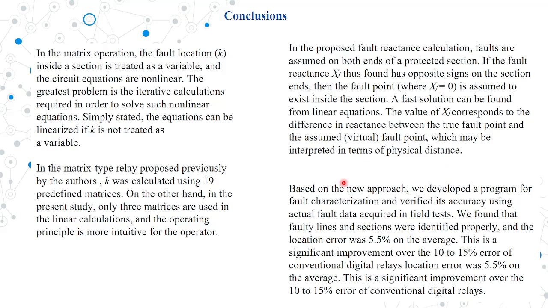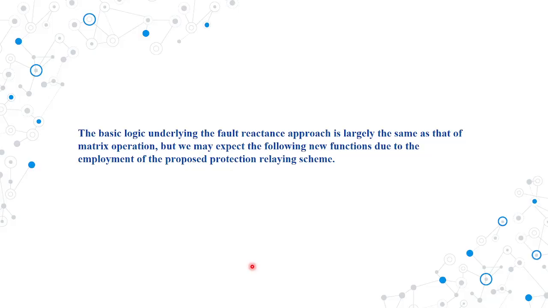Based on the new approach, we developed a program of fault reactance and verified its accuracy against the actual fault records in the field. We found that the fault lines and sections are identified properly, and the location error is reduced to 5.5% on the average. This significantly improves on the conventional differential relay. So the basic idea underlying the fault reactance approach is that we can achieve the following new functions due to the employment of the proposed protection relay scheme.